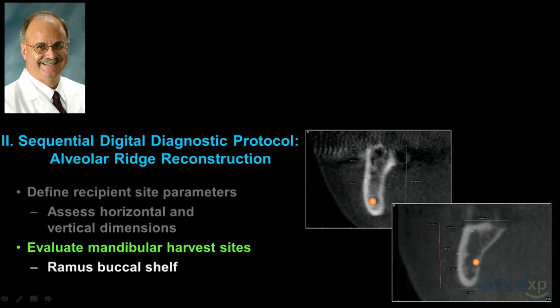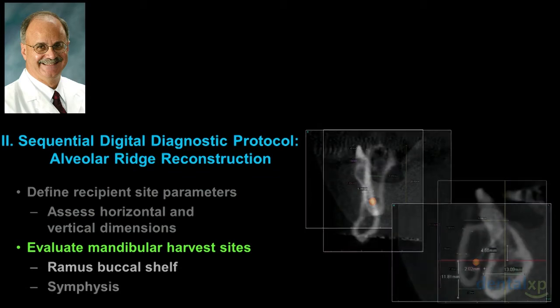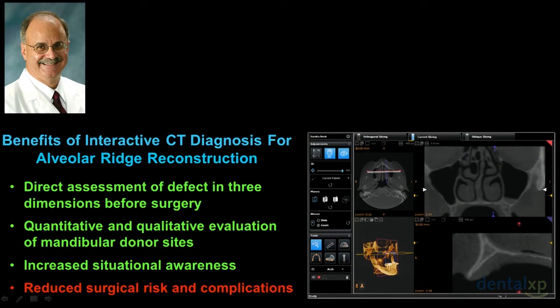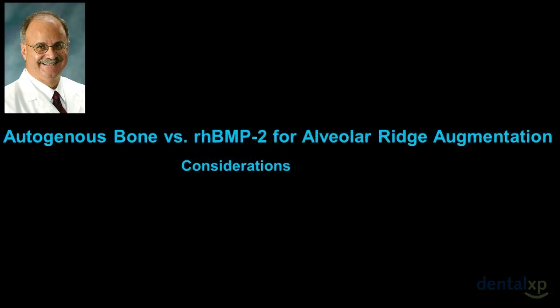So, most importantly, I can do that, of course, in no time. And I can also quickly assess any potential donor sites if we're going to take bone from the ramus or from the chin or any part of the skeletal complex for that matter. But most impressively, we reduce surgical risk and complications with this technology. It's huge. It is absolutely huge.